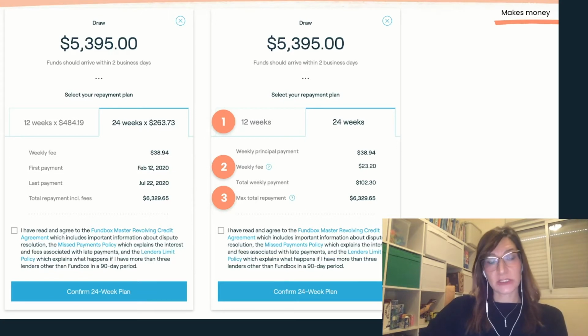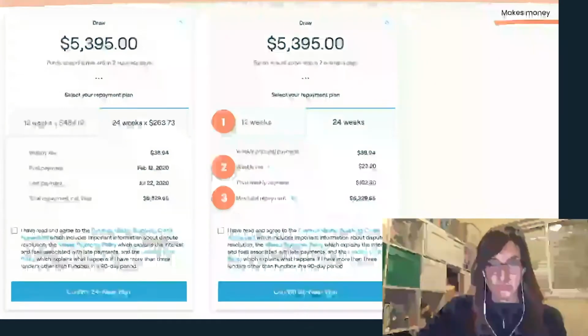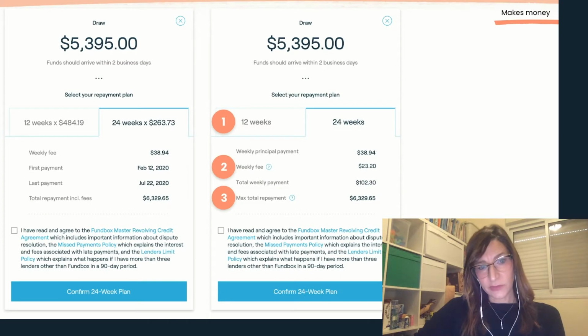this would be the part in the flow that I explained where the user actually is ready to draw funds. So let's say this user decided to draw $5,395. Of course, before they commit to that and actually draw the funds into their account, they review the repayment plan, they decide over how many weeks they want to repay, they see what it's going to mean for their cash flow, what's their weekly repayment, etc.